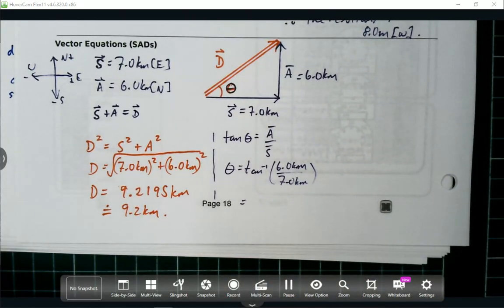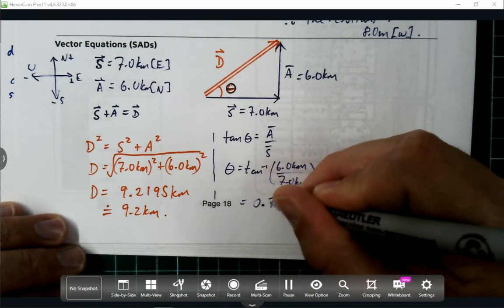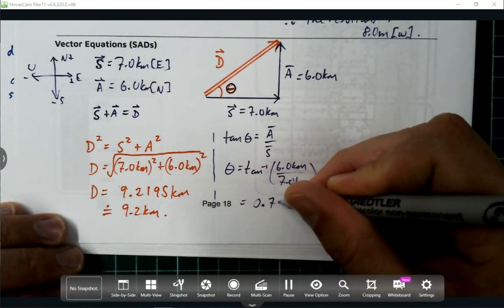Somebody help me out. What's theta? Quickest draw in the room. Vigilantly waiting for the answer. Tan inverse of 6 over 7. Yeah? 7086?